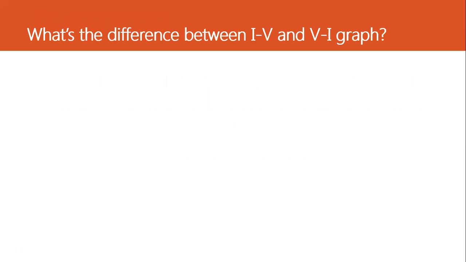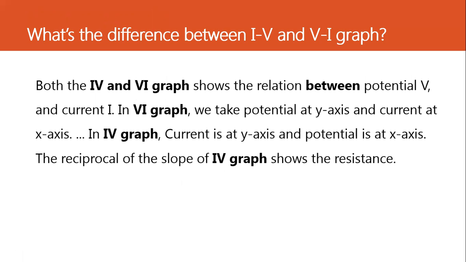What is the difference between IV and VI graph? Both the IV and VI graph show the relation between potential V and current I. In the VI graph, we take potential on the y-axis and current on the x-axis. In the IV graph, current is on the y-axis and potential is on the x-axis. The reciprocal of the slope of the IV graph shows the resistance.